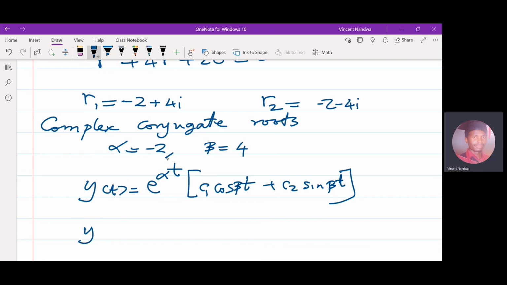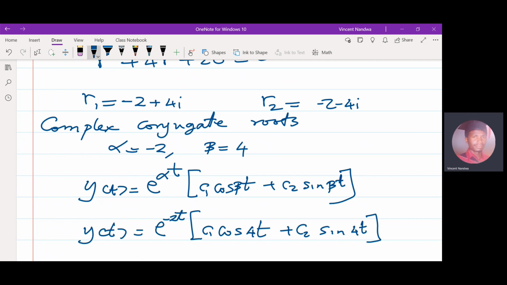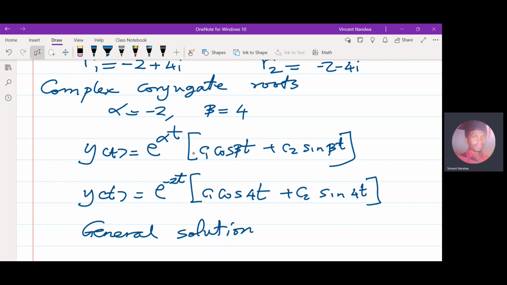So y of t is e raised power -2t into C1 cos of 4t plus C2 sine of 4t. That's what we call the general solution. But now, when you are given extra information about the problem, you can go ahead and find the values of the unknown constants C1 and C2.